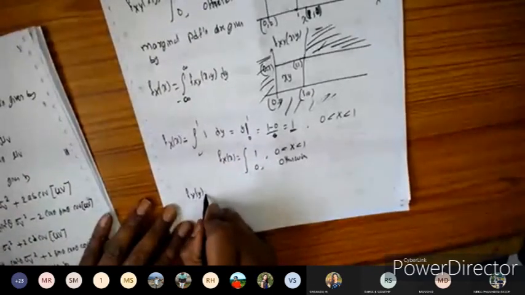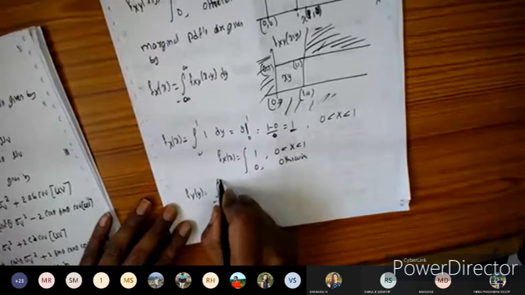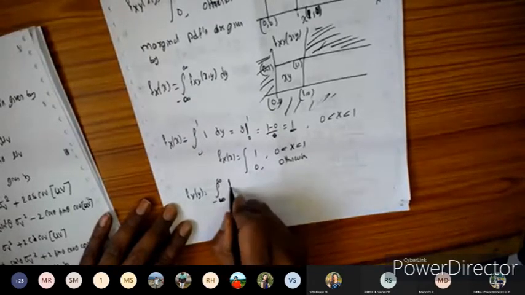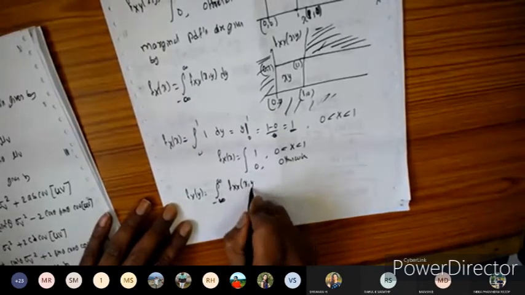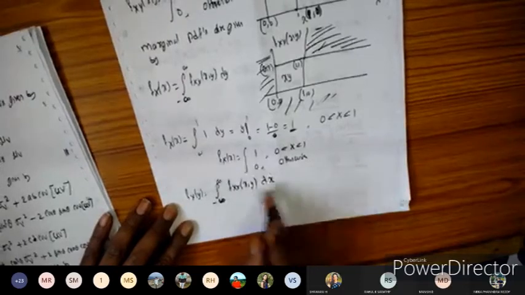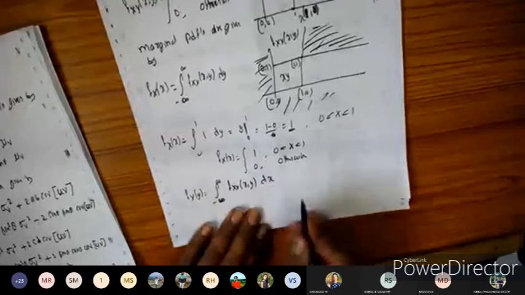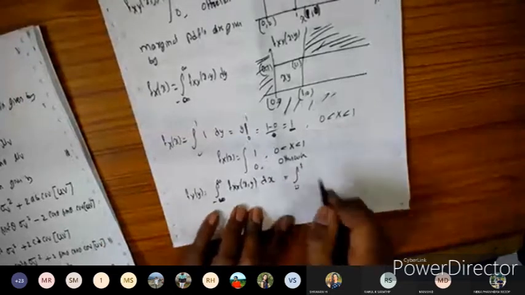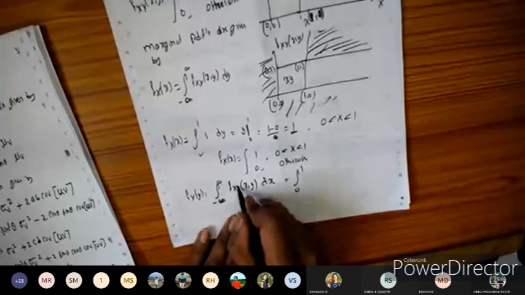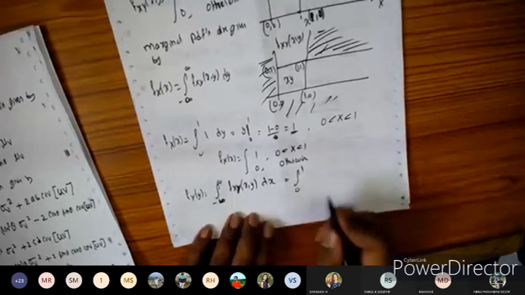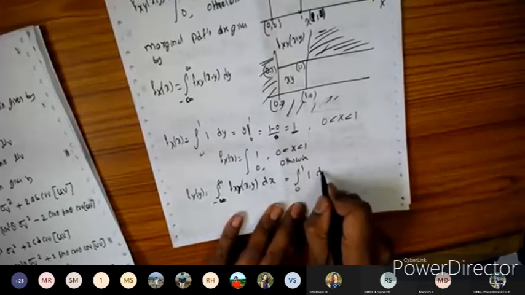Similarly, we can find out the other marginal PDF, the fy of y. I'm going to write the generalized formula first here: integral of fxy of x comma y, integrated with respect to dx. In order to get fy of y, I need to integrate with respect to dx here. The limit is from 0 to 1. Why? Because fxy of x comma y is defined between 0 to 1 only. So it is 1 into dx.